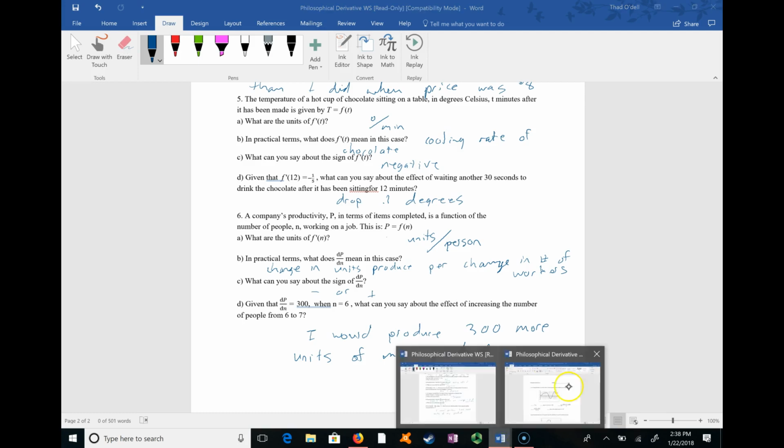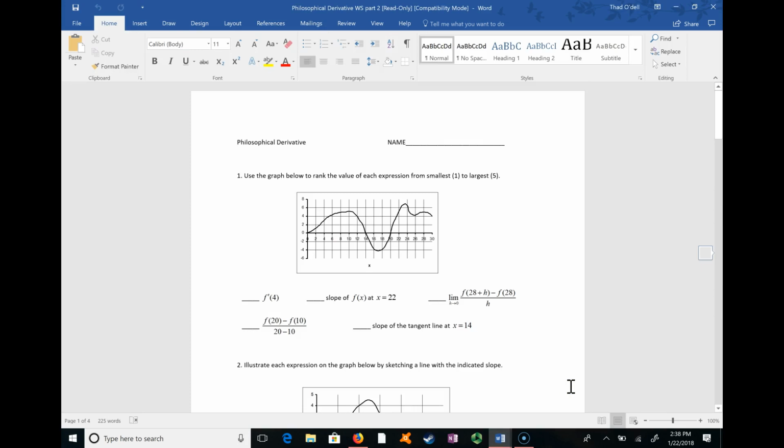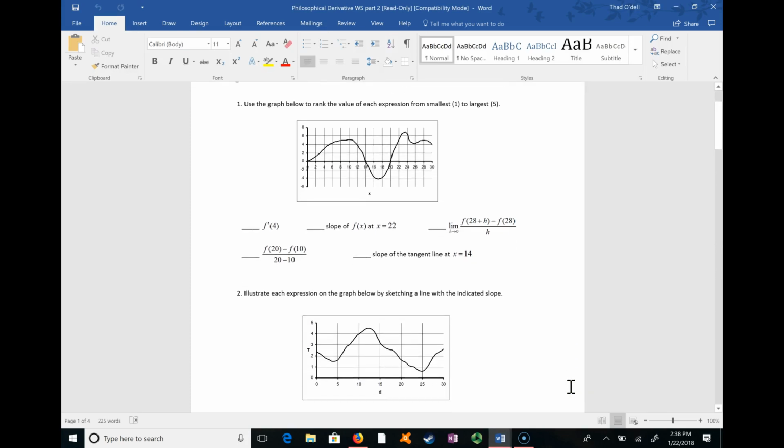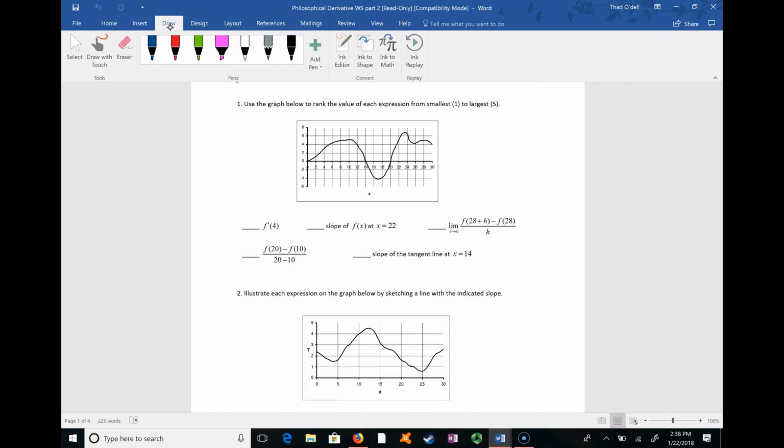Okay, I'm going to switch over to the next one. So we talked about this in class a little bit. So basically what you're going to go through and draw representations of this. We did this in class. So like f prime of 4, I'm going to use red here because you can see it pretty good. Where's my draw? That would be like a line like that.